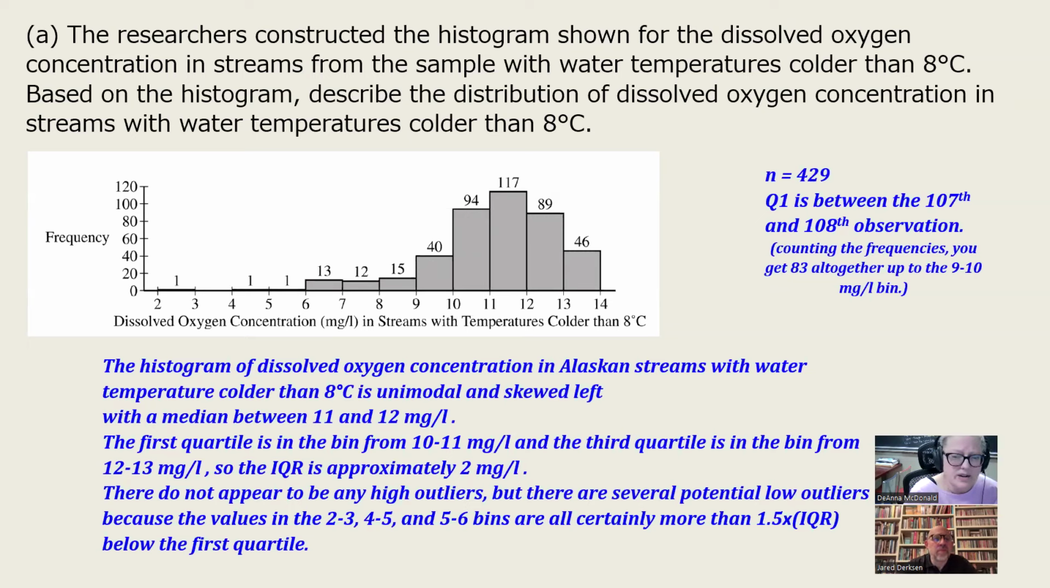All right, we good, Jared? This is a lot. Notice I've described the shape, the center with the median, the variability with the IQR, and whether or not there are any outliers by using a modified form of the 1.5 times the IQR, because I can't precisely find my lower fence.